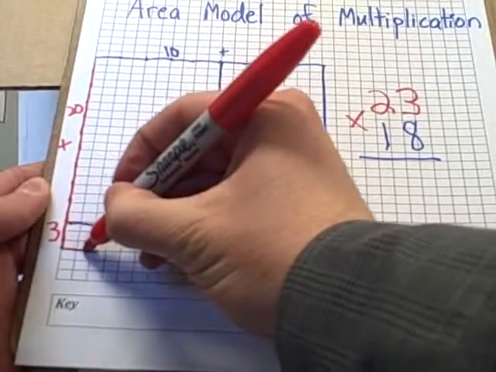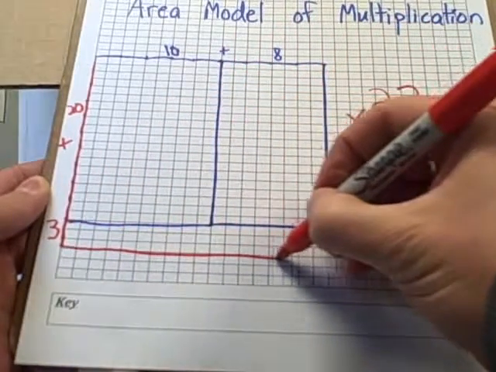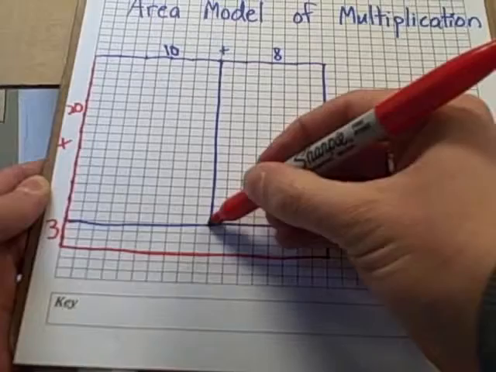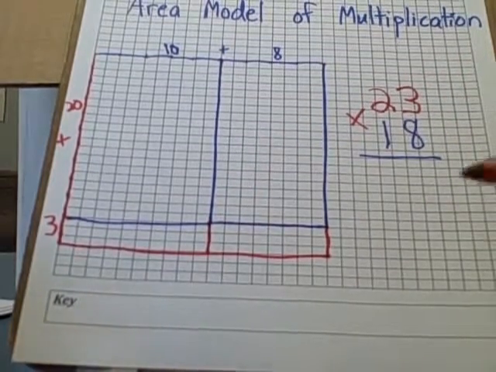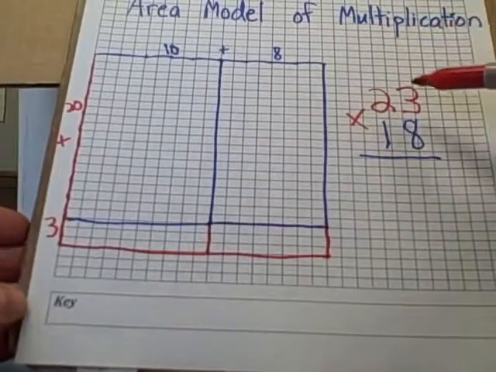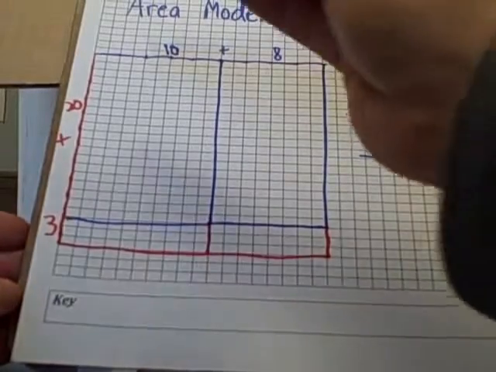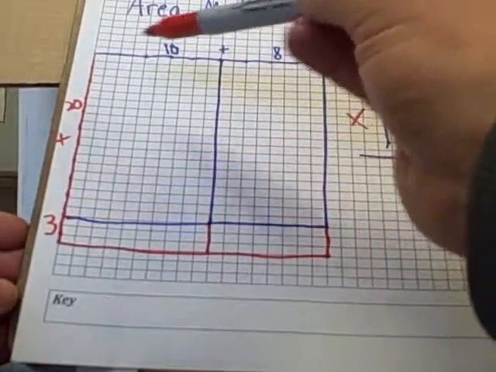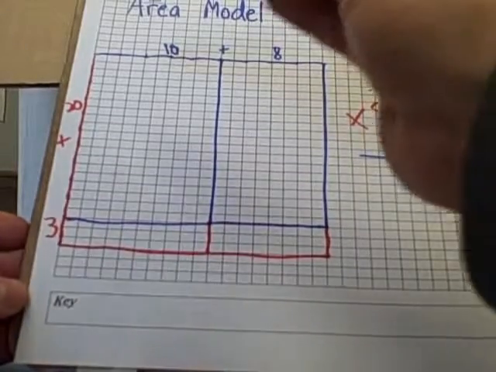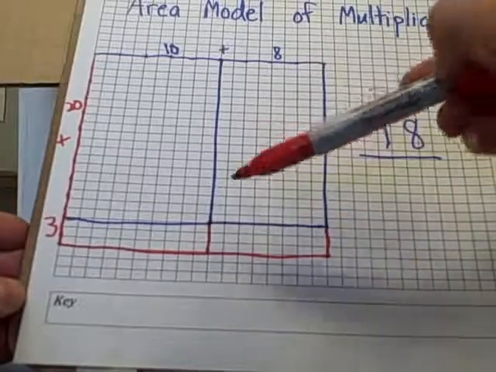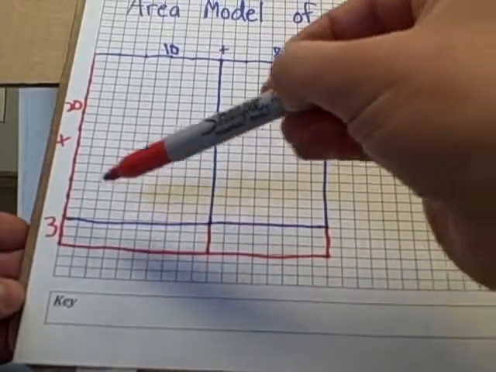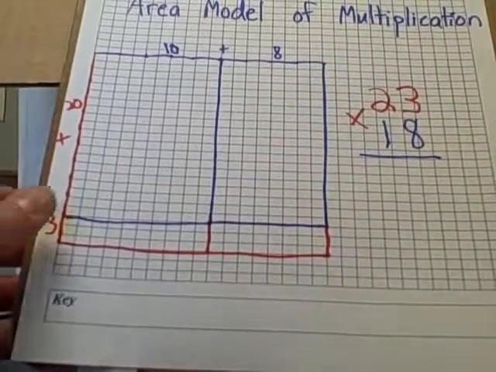I'll do red for this one, just to show you. Alright, so what are we talking about here? We've created 4 different rectangles out of 23 times 18. 23 times 18 is really the same as 20 times 10 plus 20 times 8 plus 3 times 10 plus 3 times 8. So let's figure that out.